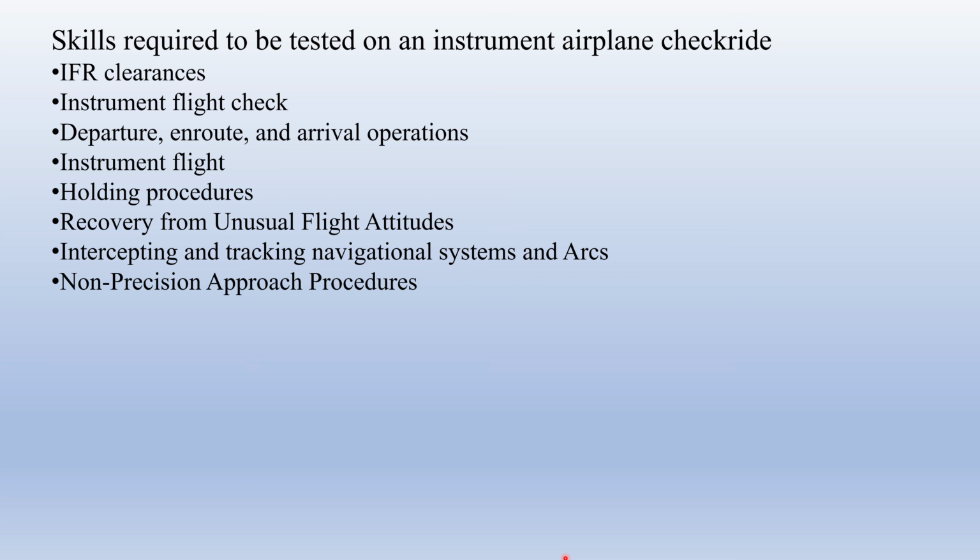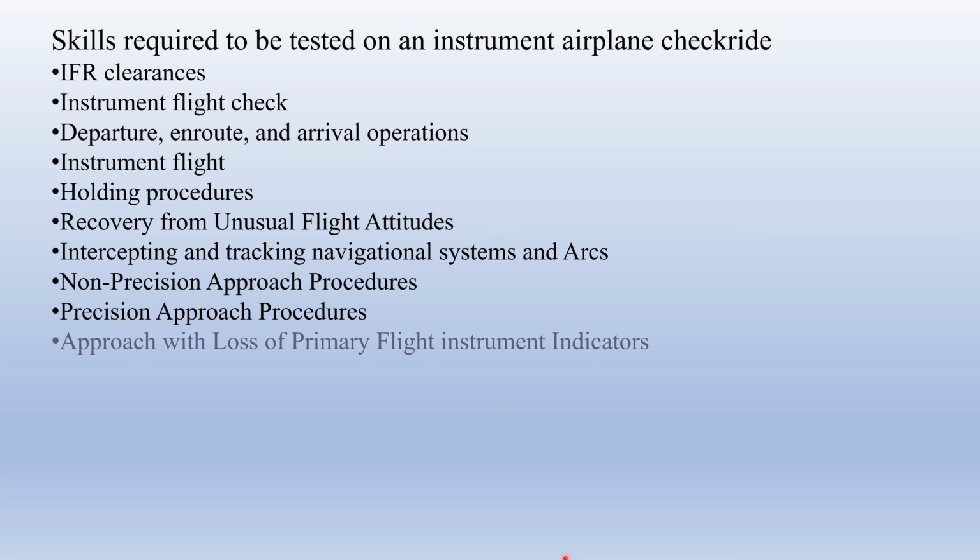They're required to do non-precision approaches. We'll talk more about the details in that here in just a little bit. Basically, they're required to do two, one with all your instruments and one with your primary instruments inoperative. They're required to see you do one precision approach. Typically, this will be an ILS, although they can also sub in a GPS approach that has the LPV capability to substitute for an ILS if there's not an ILS in the vicinity of where you're taking your check ride from. They also have to see, again, that approach with the loss of primary flight instrument indicators.